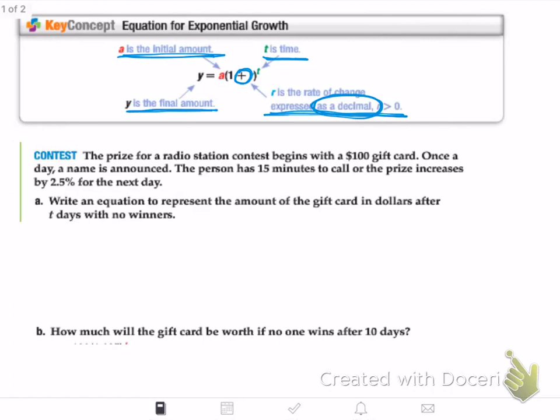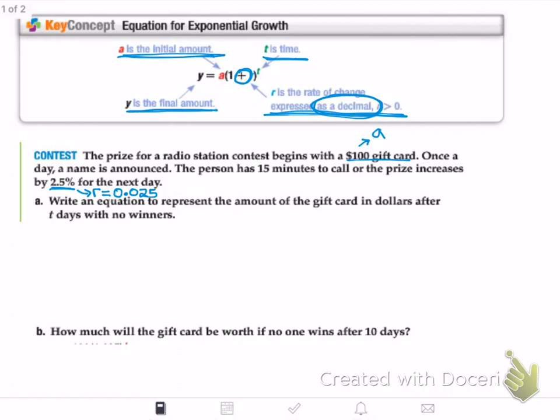Now, again, we have y is equal to a times 1 plus r is raised to the t power. The initial amount is $100. Okay, so I'm just going to kind of underline some things, and here's my a. And it says the rate increases at 2.5%. Now that's my R, but this needs to be expressed in decimal form. So this is actually 0.025. Okay, so that's what I'm going to be using. Now T I don't really know, that's fine.